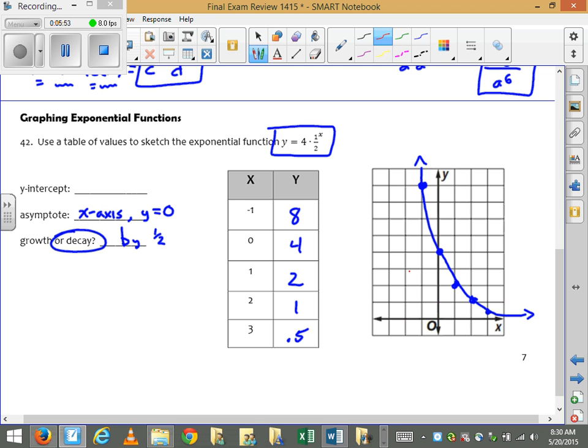The y-intercept is just the point where it crosses the y-axis. That'd be the point 0, 4.